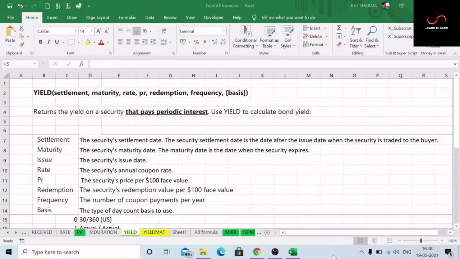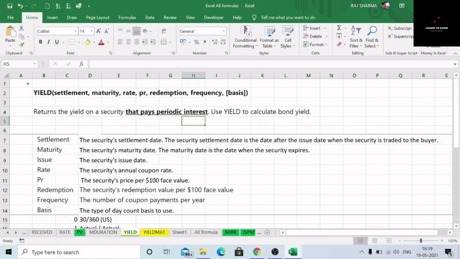Hello friends, in today's video we are going to talk about the YIELD function. This YIELD function is useful in case of bonds or other fixed income securities where the bond is fetching a periodic interest payment. So basically, a coupon payment is there in this particular bond.